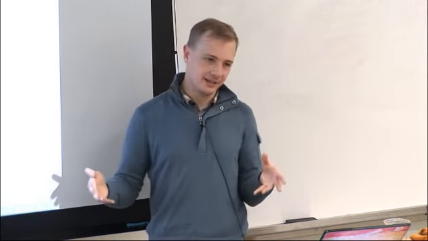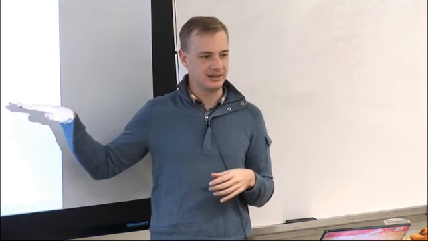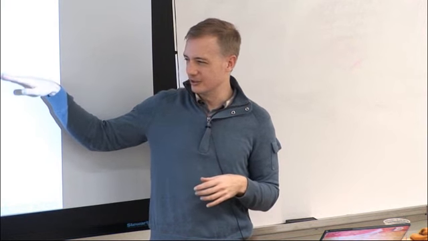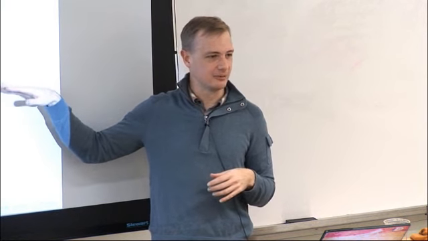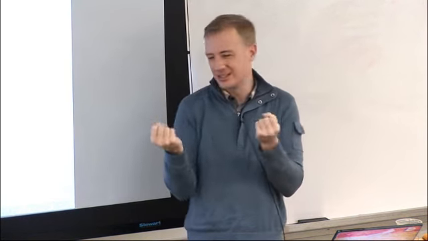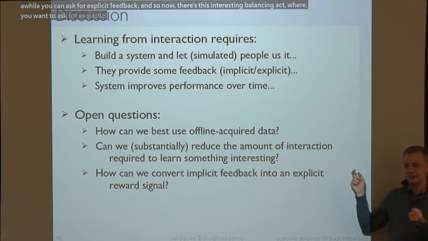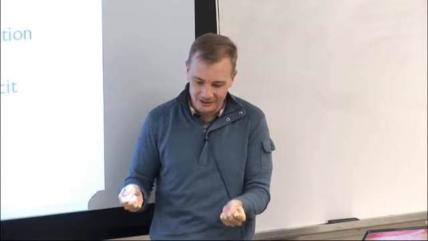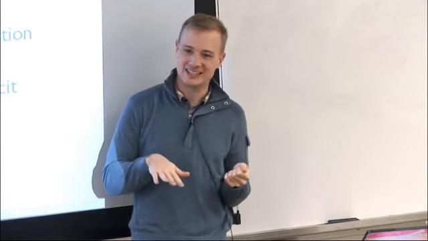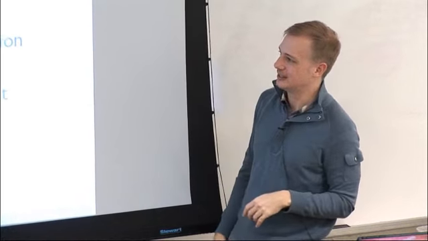So this kind of works, but I think it's a big open question about whether you can do better than that. And I think there's also this interesting mixed initiative thing where maybe you always get implicit feedback, but once in a while you can ask for explicit feedback. And so now there's this interesting balancing act where you want to ask for explicit feedback when it's going to help you learn either to solve the task or to learn how to map implicit feedback to explicit feedback. And so you have to learn to trade these off, and I think that's super interesting to think about.